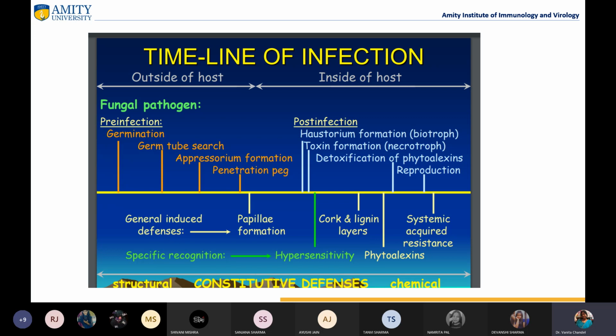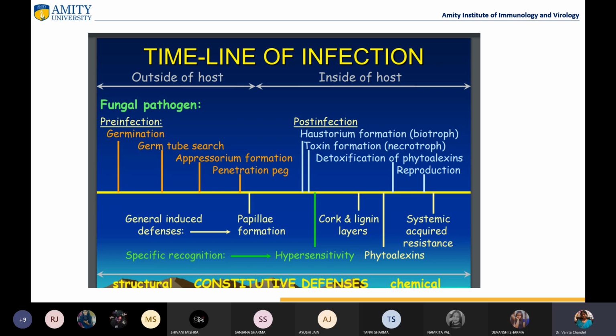Or there could be systemic acquired resistance. We will study in detail what systemic acquired resistance is, and what kind of chemicals are released when this kind of resistance takes place. Then hypersensitivity is another act by the host when the pathogen attacks, right? The hypersensitive response is generated, which leads to the killing or necrosis of the tissue just at the spot where the pathogen has gained entry into the host, so that along with its own healthy tissues, it kills, and the pathogen is also prevented from moving further.